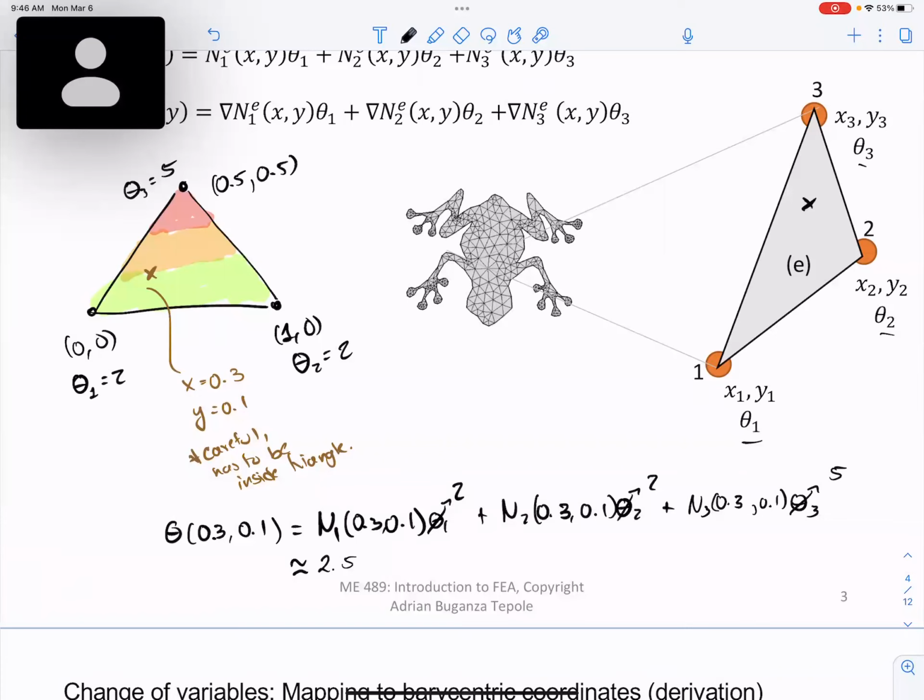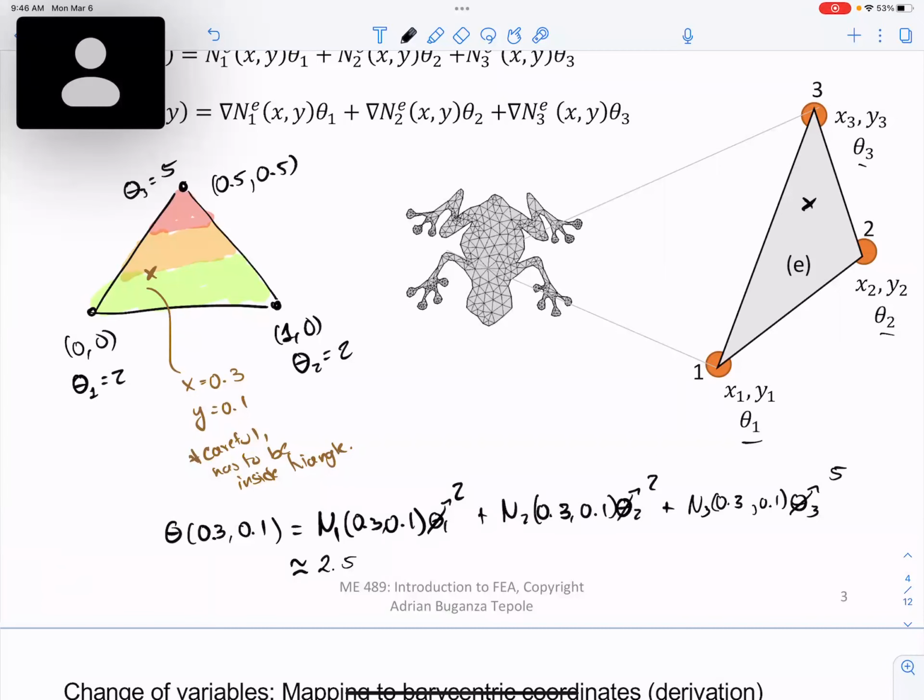In this case, I'm just assigning them. I mean, when we do the solution of the problem, that's actually what we are trying to solve for. But if you have some thetas, the shape functions allow you to interpolate the theta at any point inside of the triangle.